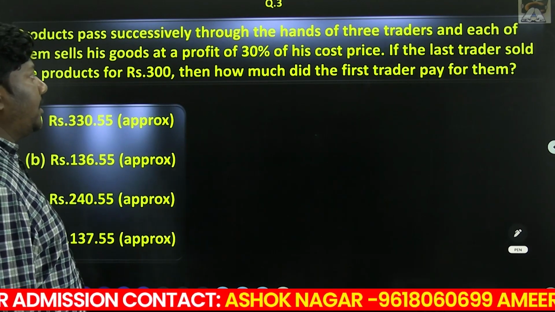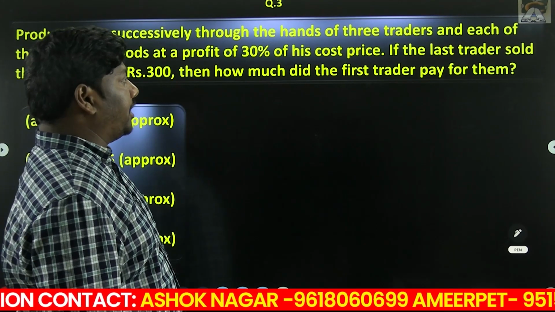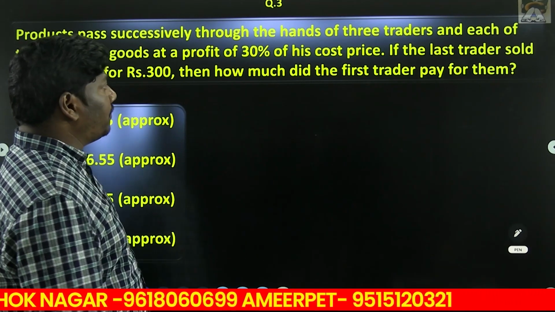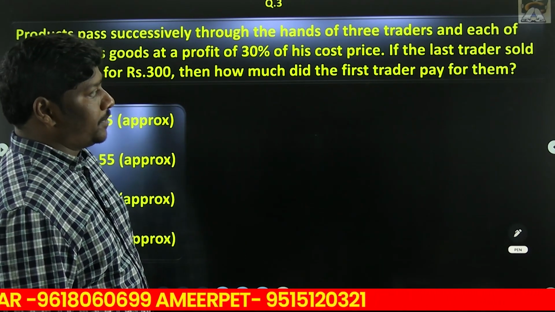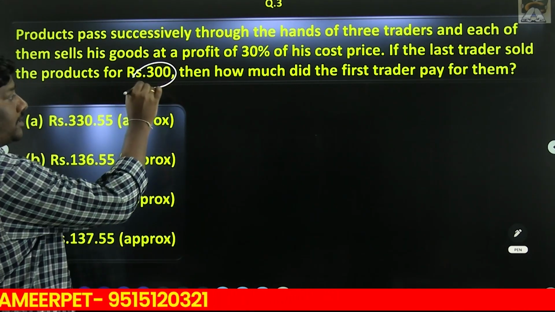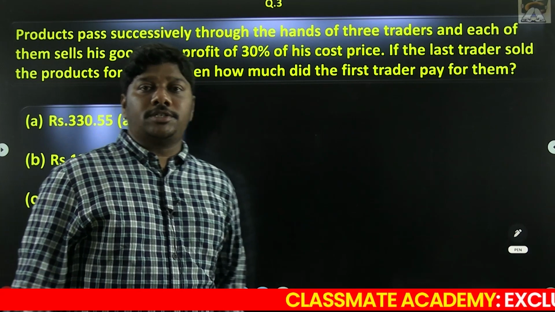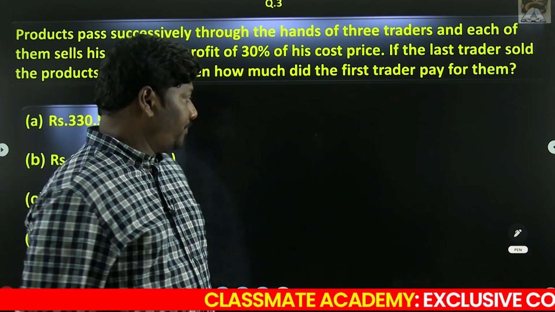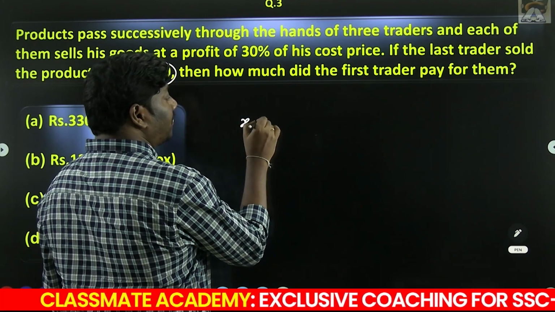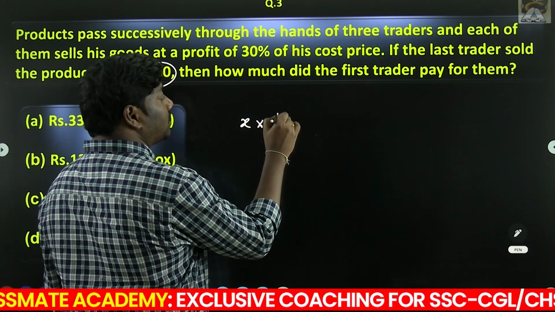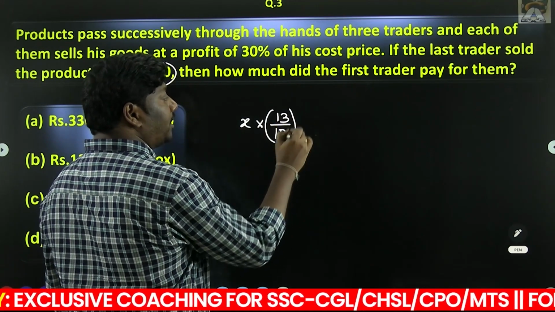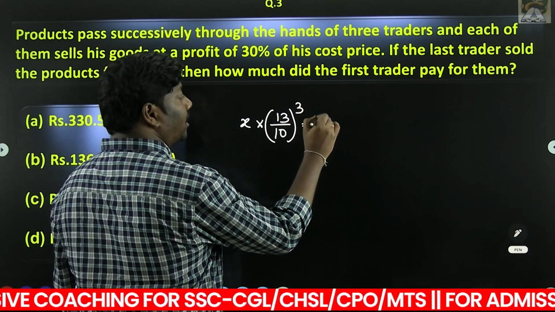A product passes successively through the hands of 3 traders and each of them sells his goods at a profit of 30% of his cost price. If the last trader sold the product for 300 rupees, then how much did the first trader sell it for? See, the cost price, let it be X. You are increasing it by 30%. 30% means 13 by 10. You simply cube it because you are doing it 3 times, equals 300.